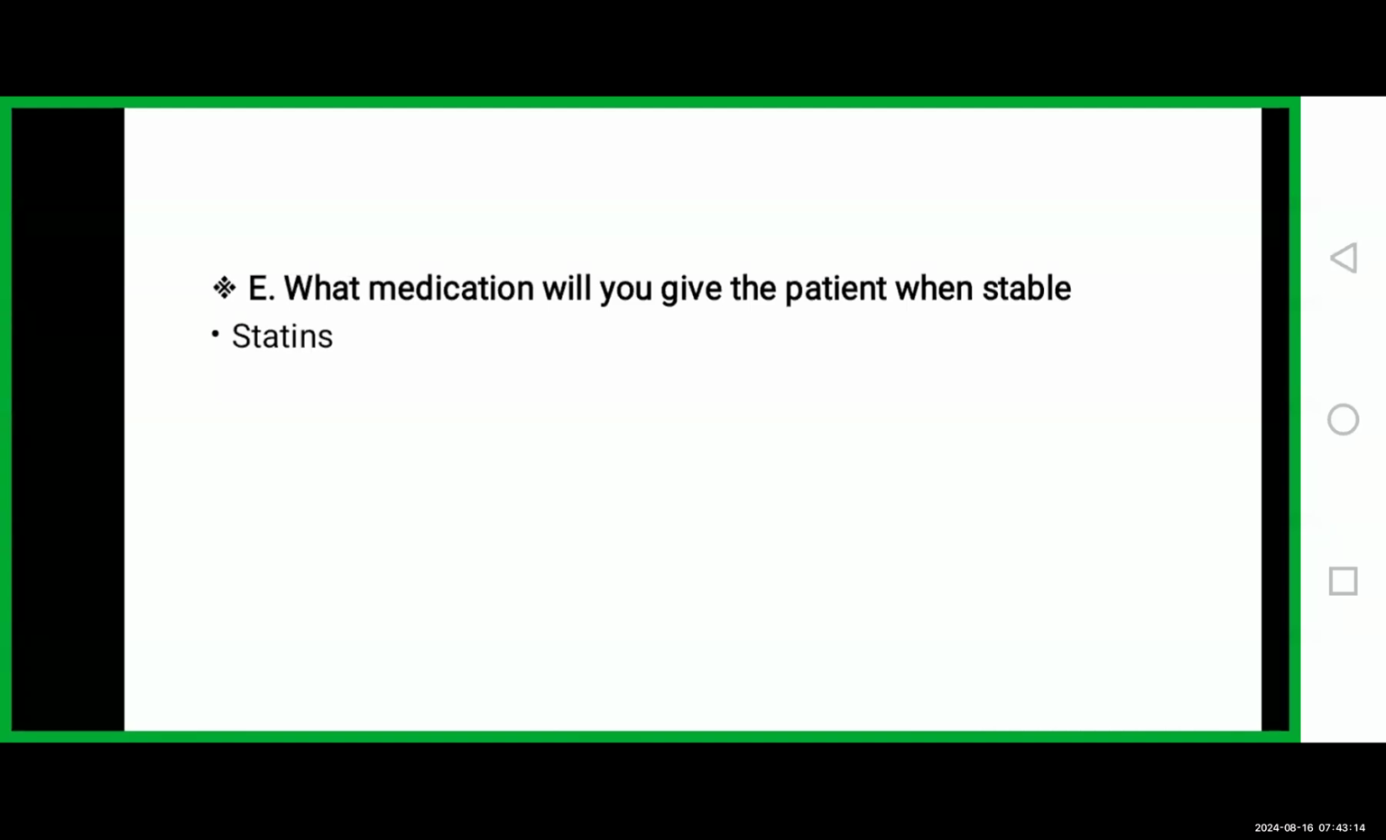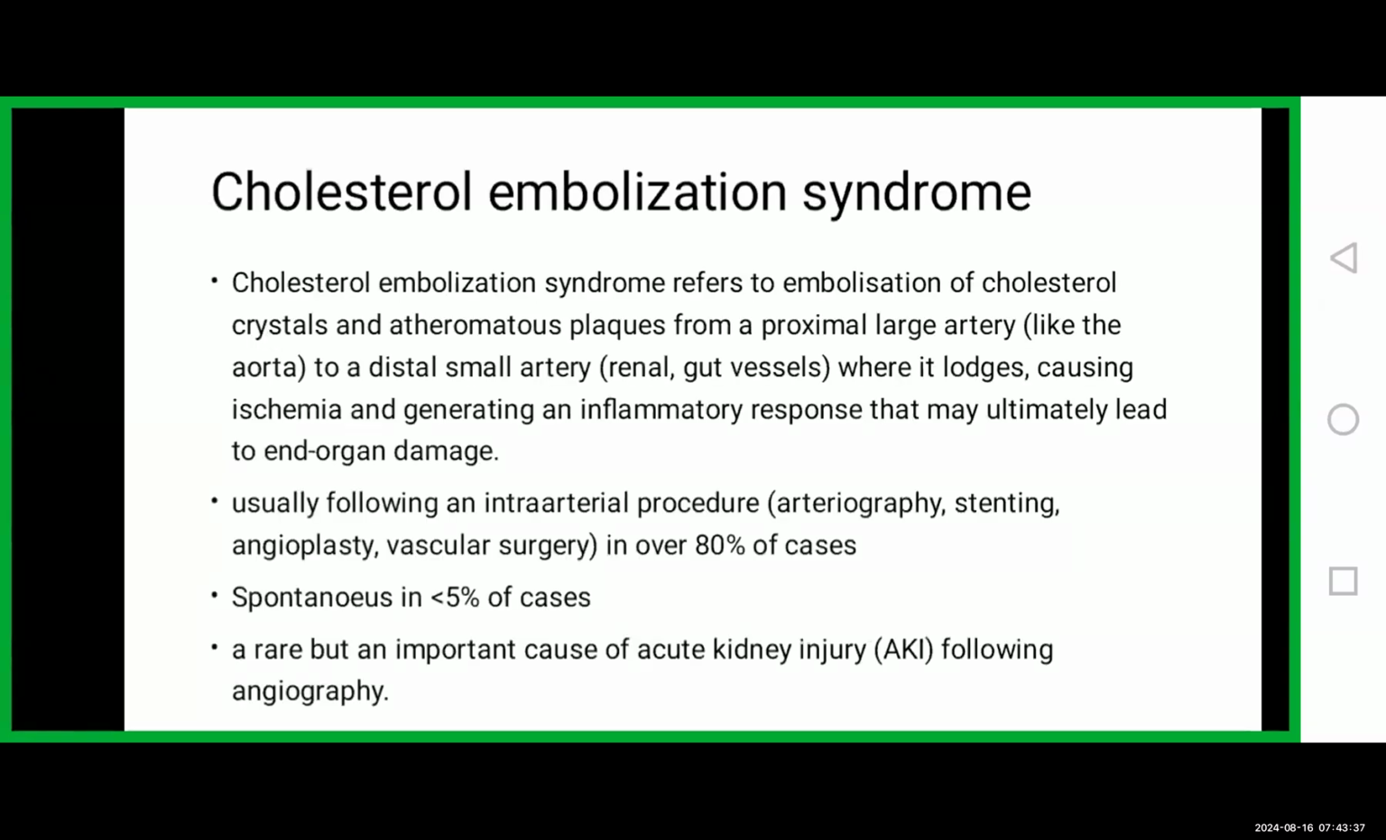What medication will you give the patient when stable? For this patient, once patient is stable, you address the risk factors like you give statins. Statins have been known to stabilize plaque, so you want to reduce the risk of further embolization. And also they have anti-inflammatory function, so statins will come in. The antiplatelets and all would also come in.